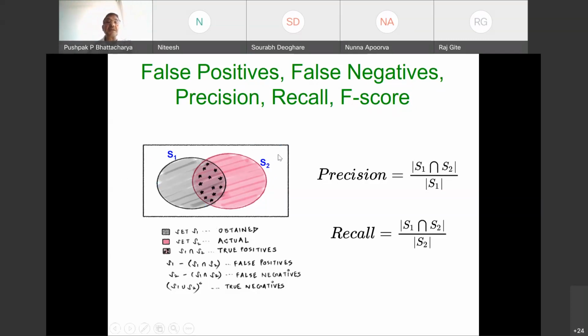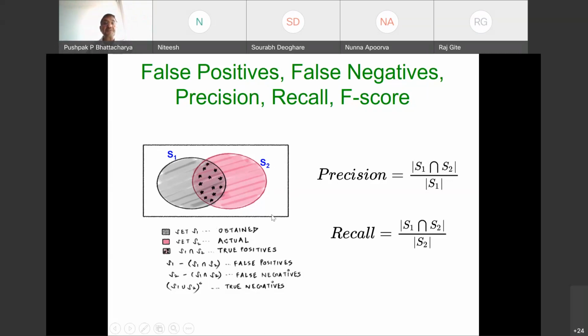We can look upon the square box as animals. So the universe is decided depending on our decision about which part of the conceptual space we want to focus on. S1 is the obtained hypothesis set. S2 is the actual set, and S1 intersection S2 is called the true positive. Everything outside of S1 and S2 is the true negative, where there is agreement between S1 and S2 about the negative instances. The intersection is also the agreement region between S1 and S2.